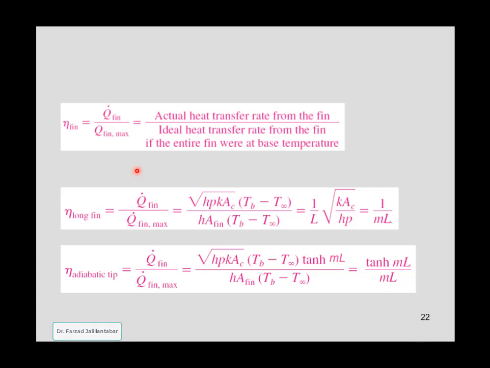Now let's calculate this efficiency for the different boundary conditions which we had in the previous slide. For the thermal efficiency of a long fin, if you remember the long fin, the result will be something like this, 1 divided by ML. And you remember the definition of ML in the previous slide, or 1 divided by L square root of KAC by HP. For the adiabatic tip, the other boundary condition for the tip, we can also calculate the fin efficiency. It will be equal to tanh ML divided by ML.